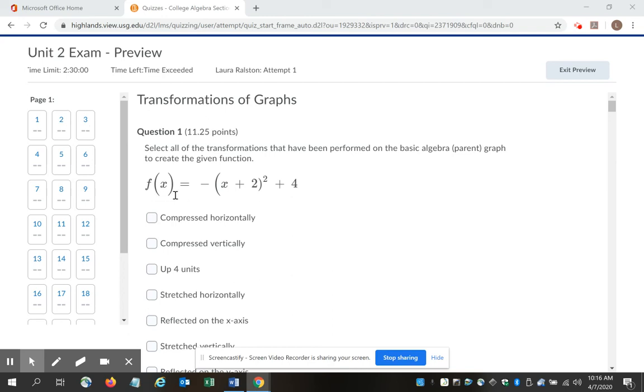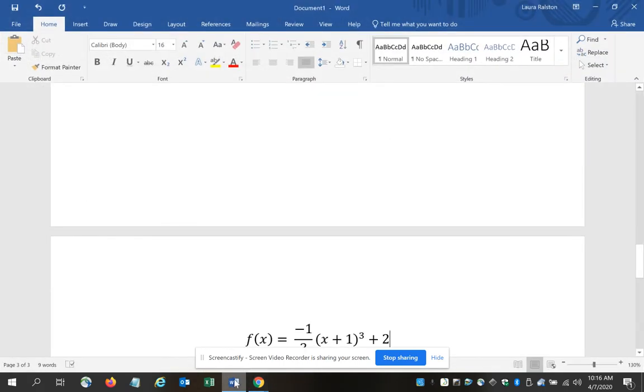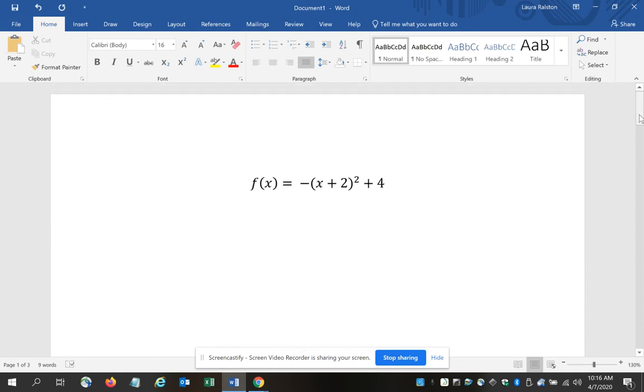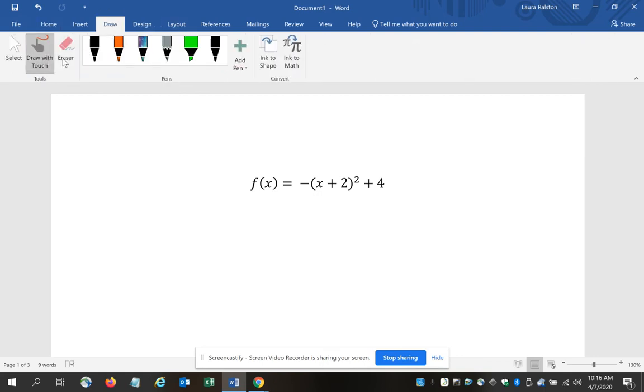And you have the function f of x equals the opposite, or the negative, of the quantity x plus 2 squared, plus 4. I've copied that function over to a Word document, and I want us to talk about what the transformations would be, and then we'll go back and mark our answers.